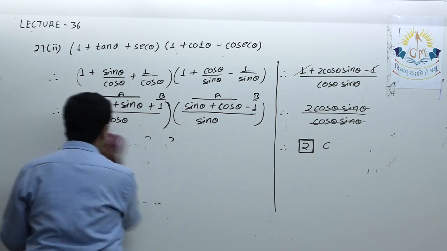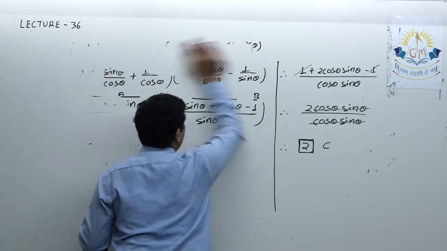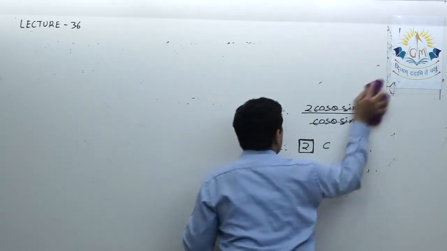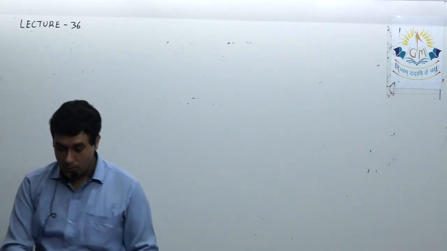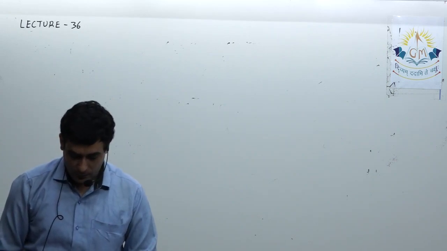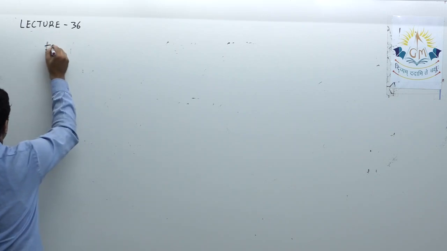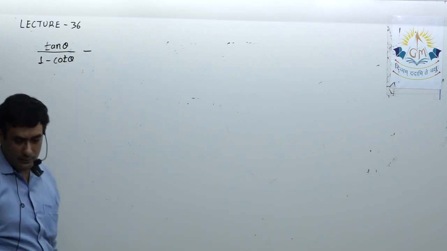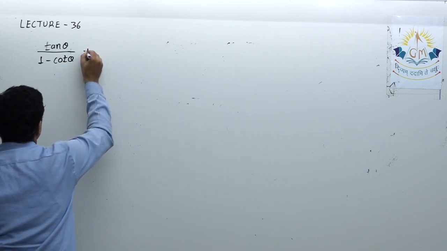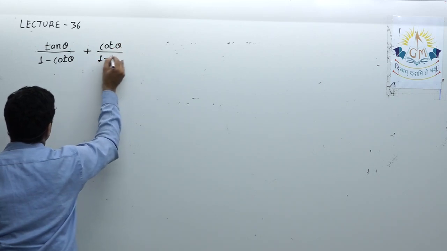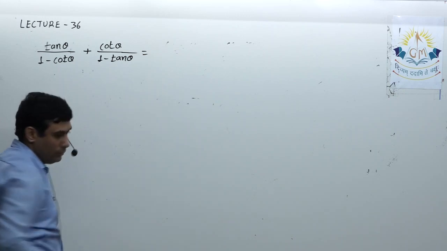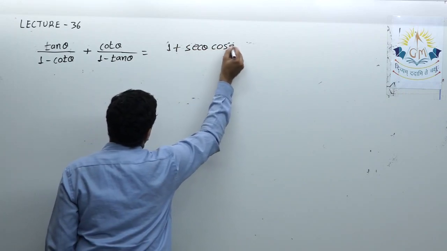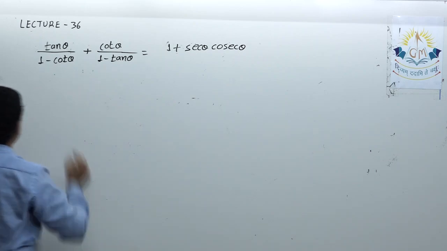Okay, now see that extra question. Okay, so the question is: tan theta upon 1 minus cot theta plus cot theta upon 1 minus tan theta is equal to 1 plus sec theta cosec theta. Okay, so let us see how to solve this.